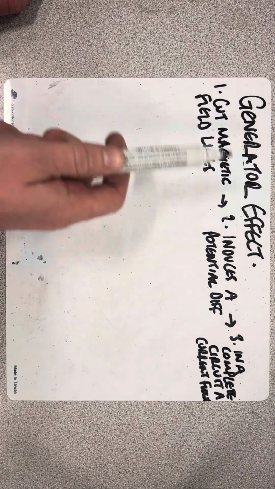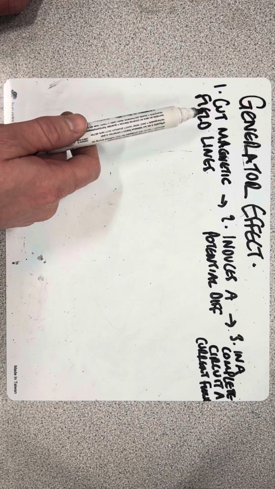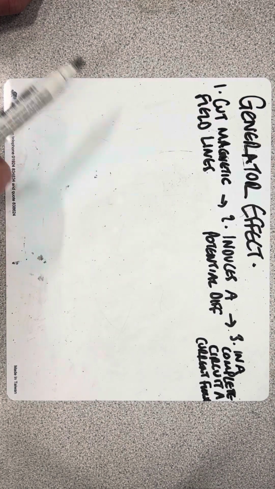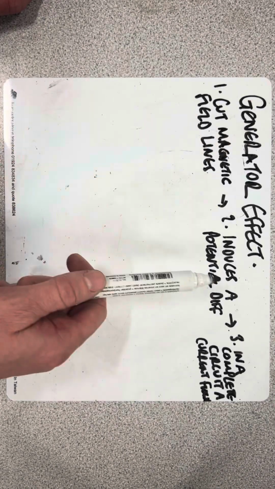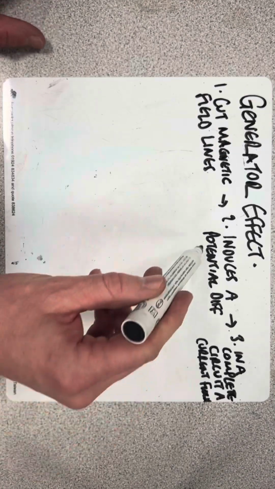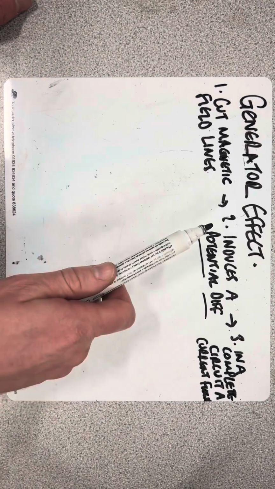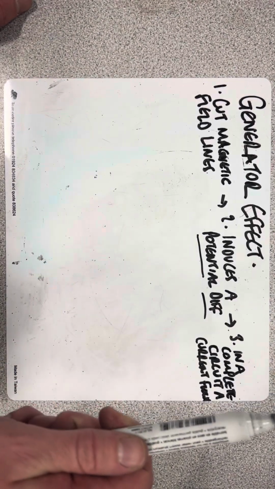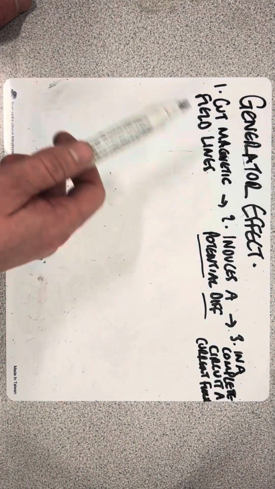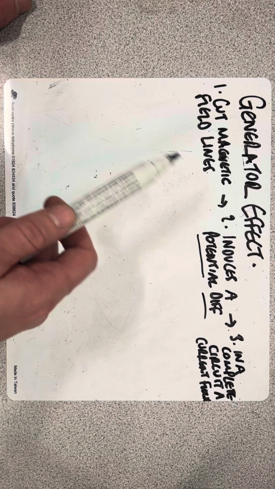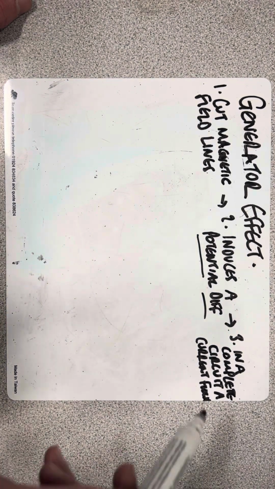Right, so I'll put at the top generator effect, and you just need to remember these three things for me. If you cut magnetic field lines, so you move a wire, a conductor or a coil through a magnetic field, you're going to induce a potential difference. So you need to say that it's a potential difference that you're inducing, otherwise you'll lose some marks. And then the third part is if you have a complete circuit, that conductor, coil, wire that you're moving through the field lines, if it's a complete circuit, then a current will flow.